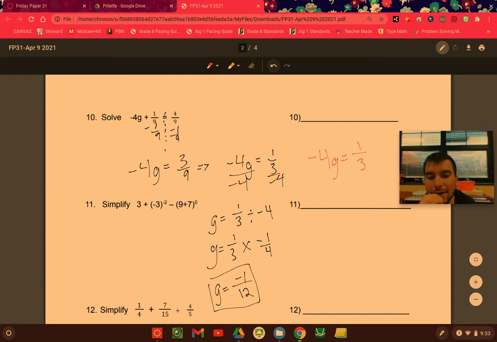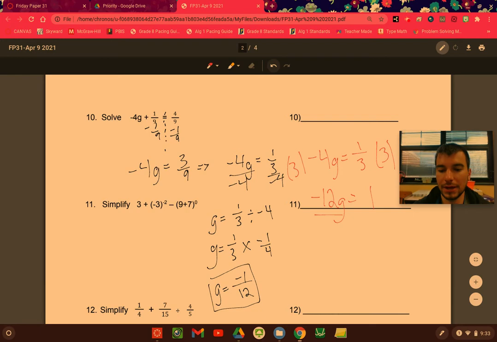So how I did it right off the jump, I was thinking, oh, okay, well here, I want to get rid of fractions. I don't like fractions. So how can I get rid of this 1/3? I can multiply both sides by 3. So if I multiply 1/3 by 3, I'll have to multiply the other side by 3. So now when I do that, I get 3 times negative 4g, and I get negative 12g is equal to, well, 1/3 times 3 gives me 1.